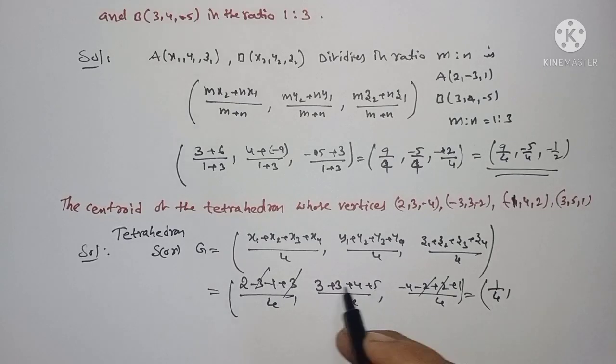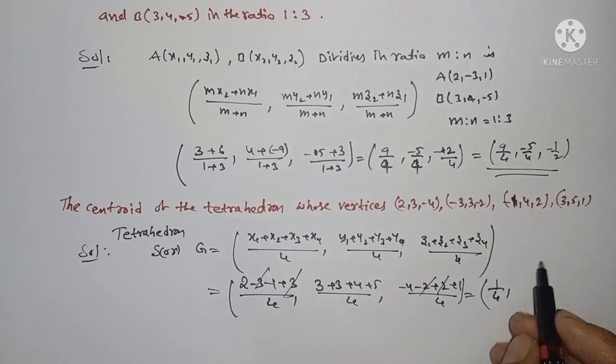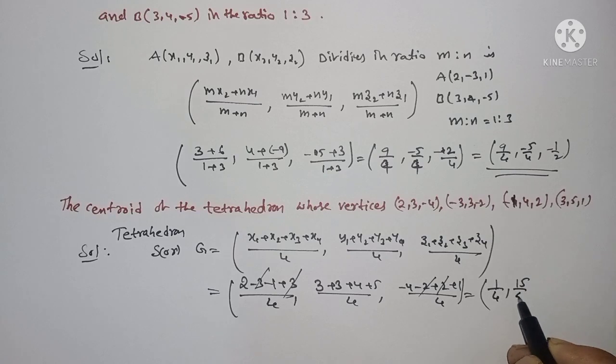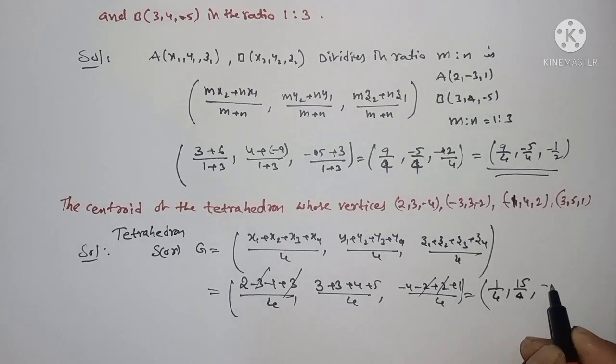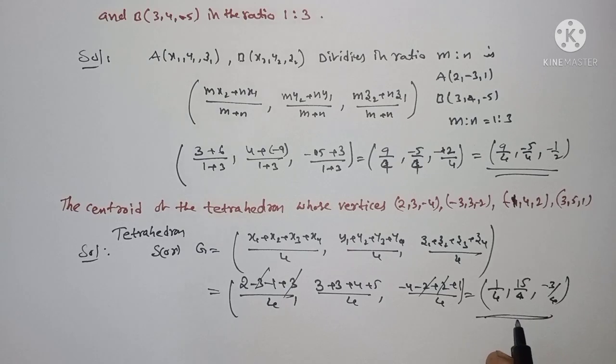Now add all the plus terms, whatever there is. 9 plus 3, 9 plus 6 is 15 by 4, and last one is minus 4 plus 1, which is nothing but minus 3 by 4. This is our answer: 1 by 4, 5 by 4, 15 by 4, minus 3 by 4, the centroid of the tetrahedron.